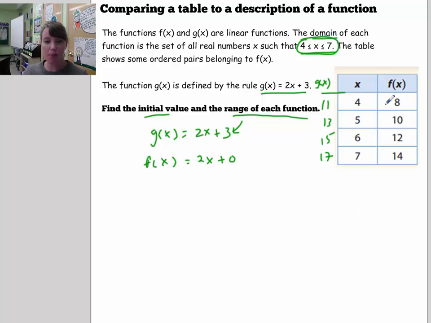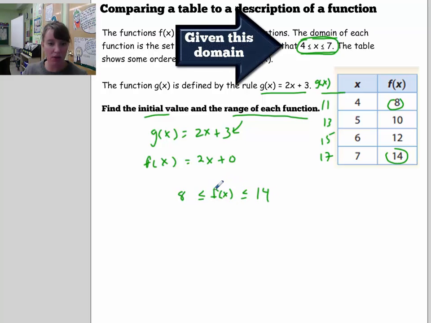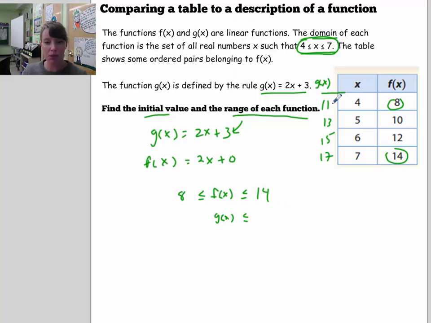Okay, so given this domain of all real numbers between 4 and 7, f of x is going to have a range of all the values for f of x are going to be between 8 and 14. So we can write it this way, that f of x is greater than or equal to 8 and less than or equal to 14. So the values of f of x are between these two, whereas g of x ranges between the values of 11 and 17.